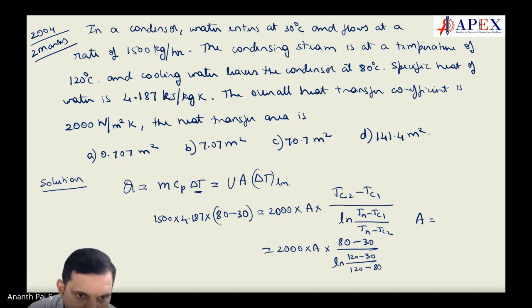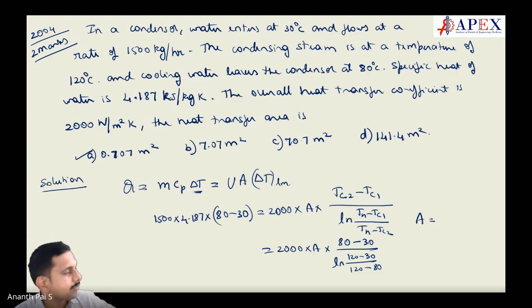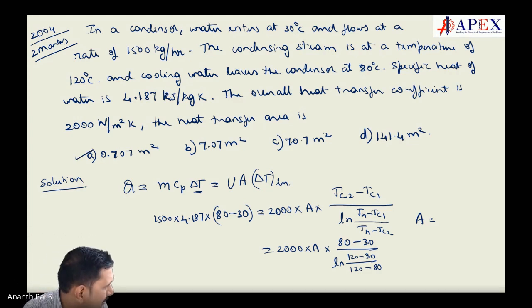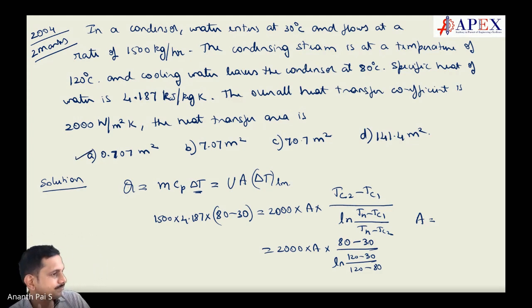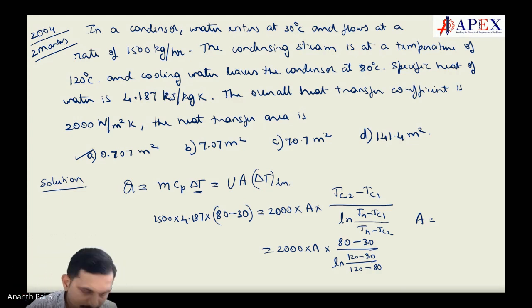So you get area as how much? 0.707 meter square. Okay, let us see. 5.7. Yes, right answer. Correct. Chalo, we'll stop it here, students. We'll meet at 4 o'clock.